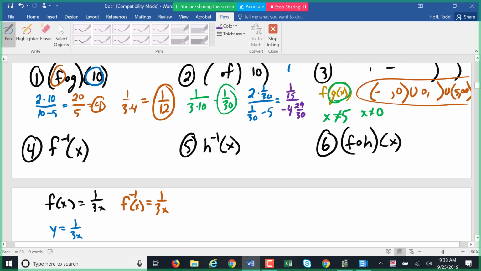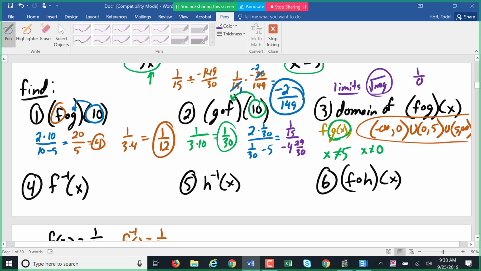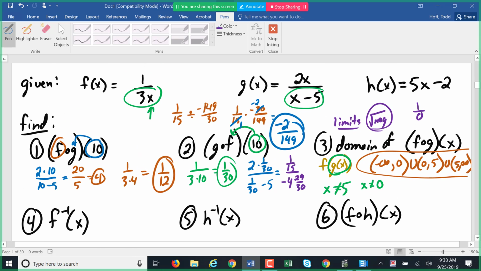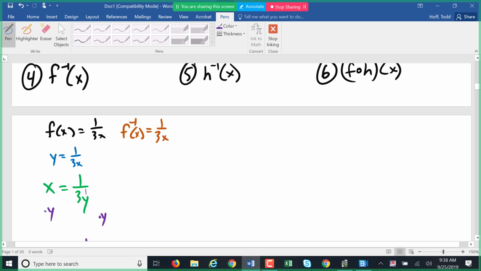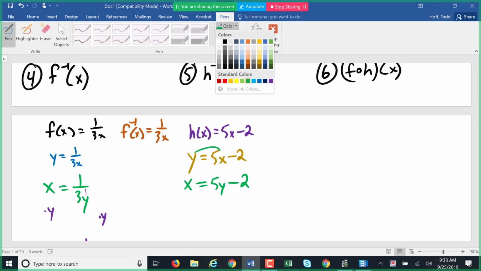H inverse of X. H of X was 5X minus 2. Again, we put Y in for H of X. Then we exchange X and Y. And we'll solve for Y.